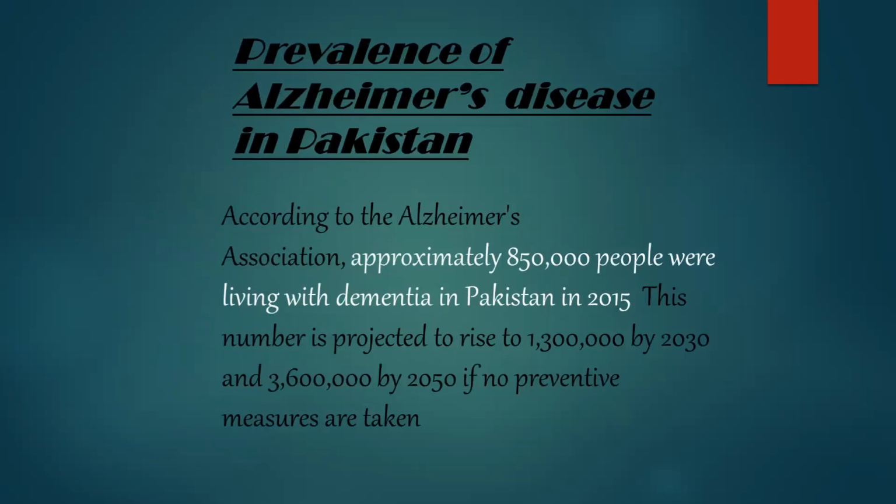Prevalence of Alzheimer's disease in Pakistan. According to the Alzheimer's Association, approximately 850,000 people were living with dementia in Pakistan in 2015. This number is projected to rise to 1,300,000 by 2030 and 3,600,000 by 2050 if preventive measures are not taken.